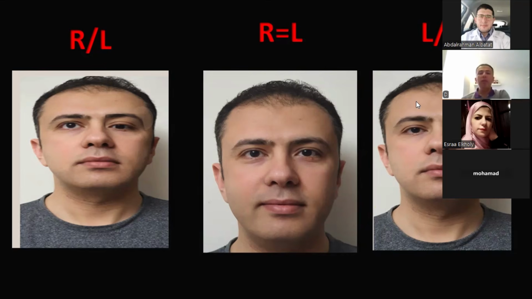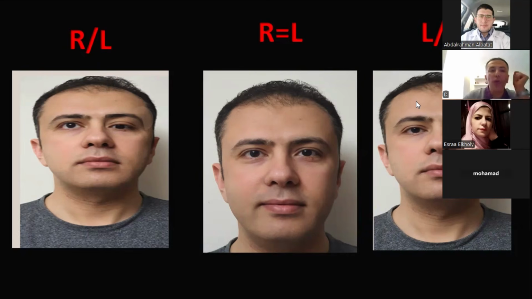But if you look at the image on your left hand, what's going on? We have the right eye higher than the left one. And the image on the right side will show you the left eye higher than the right one. So we can't tell from this picture whether we have right hypertropia or left hypertropia. So we just say we have an equal vertical position of the right and left eyes, or we have right over left or left over right.